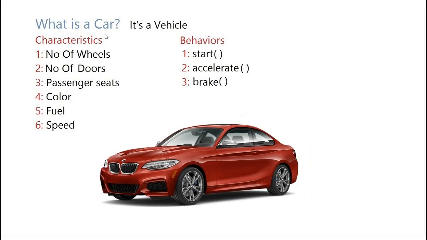Now, what is a car? Well, it is a vehicle. Its characteristics are four wheels, doors, and around five passenger seats. It has some color, it runs on a fuel, and it has some speed. Okay, and its behaviors? You can start it, accelerate it, and stop it by applying brakes.